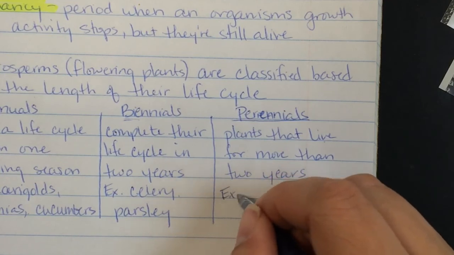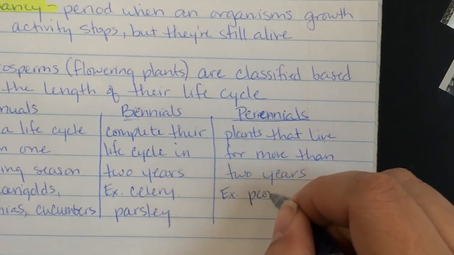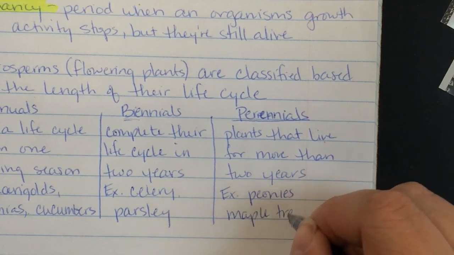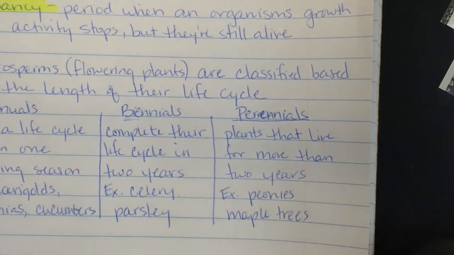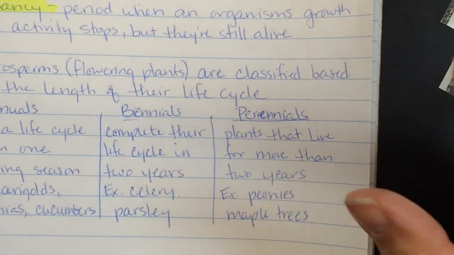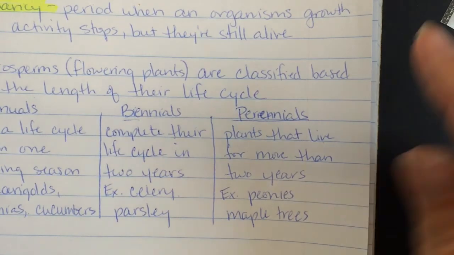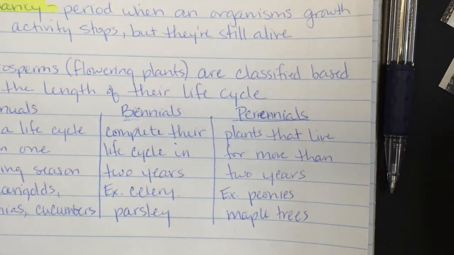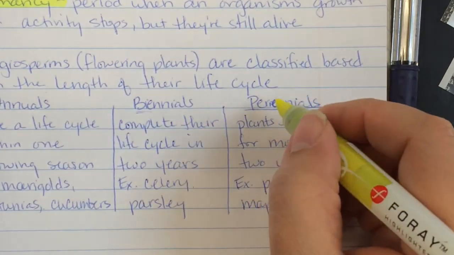And so examples here are like peonies, maple trees, oak trees, all those. They're going to come back year after year. Or plants that you plant with a bulb. So it's kind of looks like a little onion thing you bury in the ground, and they'll come back year after year after year. So go ahead and highlight your big words here.